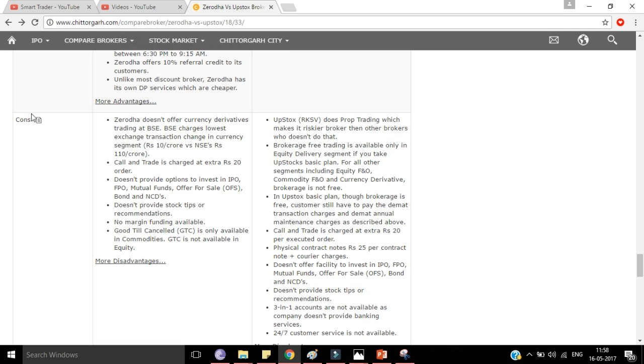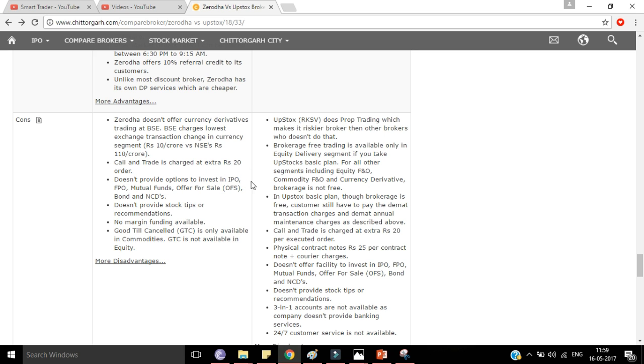So let's go to the cons of these two. Zerodha doesn't offer currency derivatives trading at BSE. BSE charges lowest exchange transaction charge in currency segment. Call and trade is charged at rupees 20 per order. Oh, nice. This is something I would like to tell you guys. This is a disadvantage. Doesn't provide options to invest in IPO.